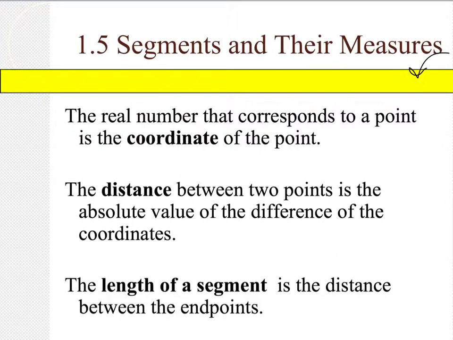All right, the distance between 2 points is the, make sure you know this, absolute value of the difference of the coordinates. Take the two coordinates, take the absolute values of those, and subtract. Okay? Next, the length of a segment is the distance between the endpoints. We're going to be finding lengths of segments. We're going to be finding distance between 2 points. We're going to have a lot of fun.